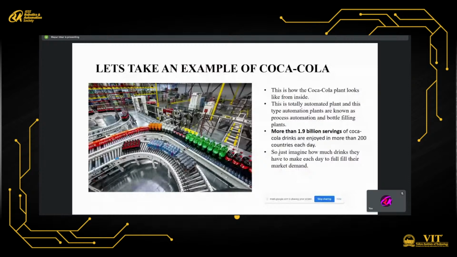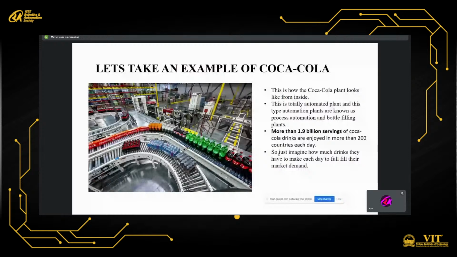Okay, so this is how the Coca-Cola plant looks from the inside. You can see there are so many conveyors on which the bottles are going, some machines behind, and control panels. This is a totally automated plant, and this type of automation plant is known as process automation, like bottle filling plants. As I explained, process means starting from scratch and making a finished deliverable product. Like you have an empty bottle, then you move it and fill that bottle with Coke, then you label it, put a cap over it, and at the end you pack an entire batch and deliver it. This entire process is automated. This is known as process automation.